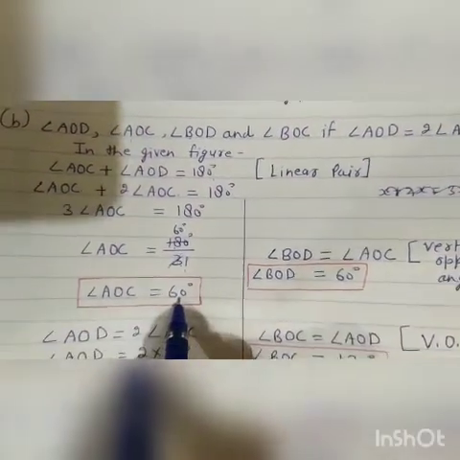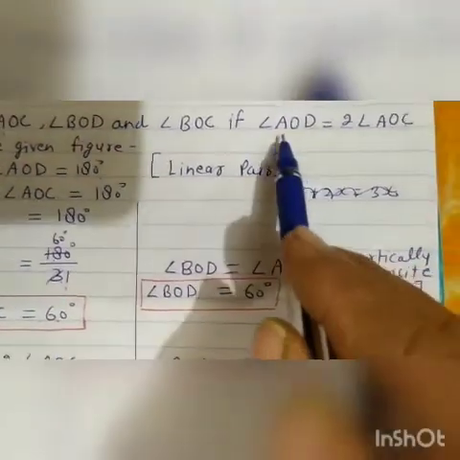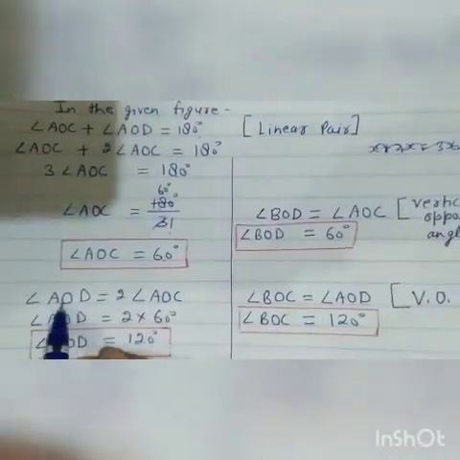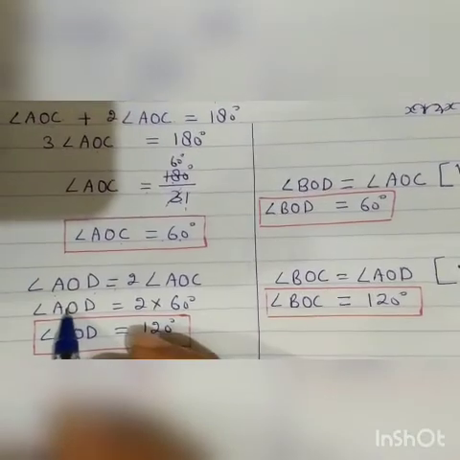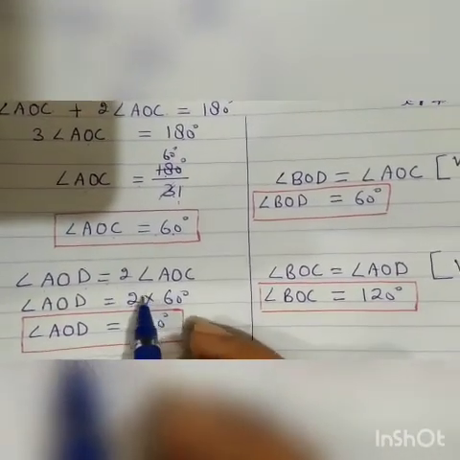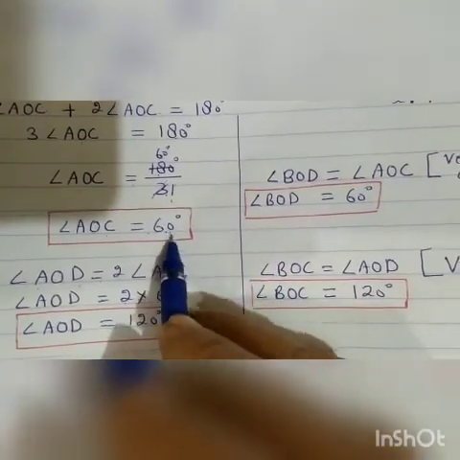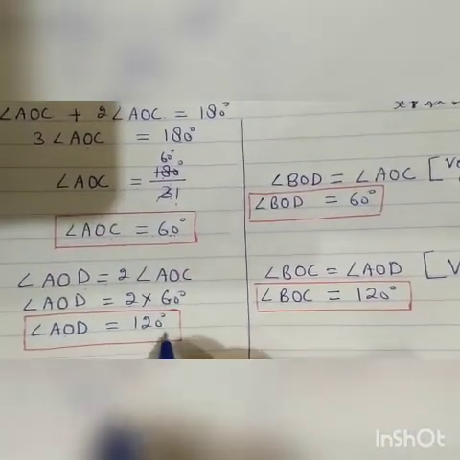Now we have found out angle AOC. Now angle AOD. Again we will write this line given. Angle AOD equal to 2 angle AOC. Angle AOD equal to 2 times angle. Value of angle AOC we have found out here, 60 degree. So angle AOD is equal to 2 sixes are 120 degree.